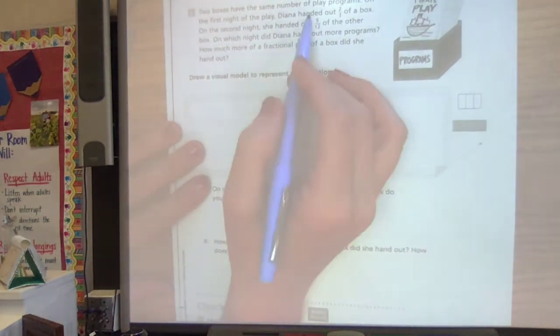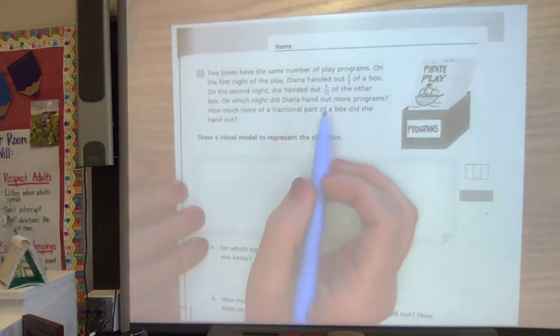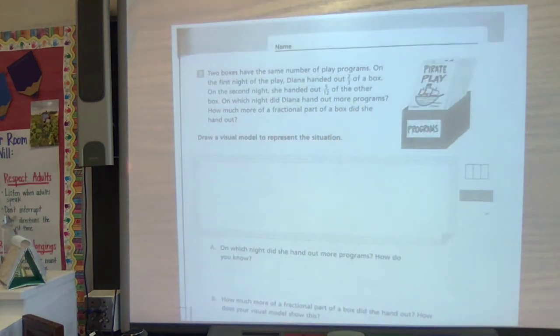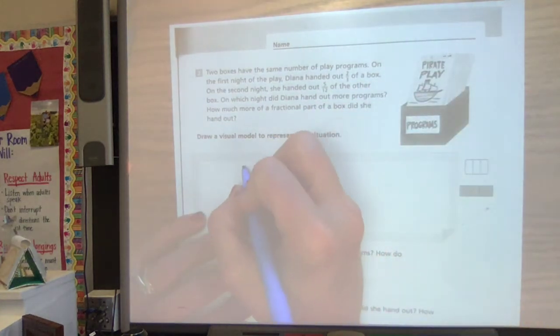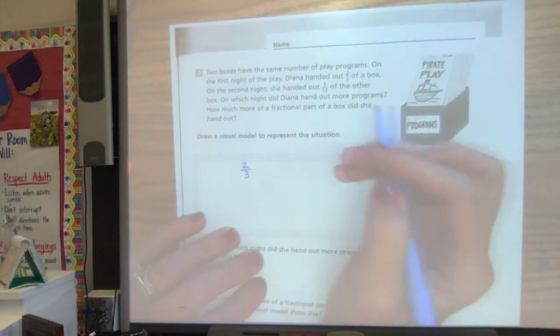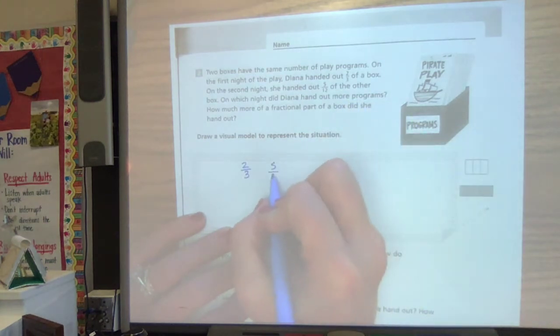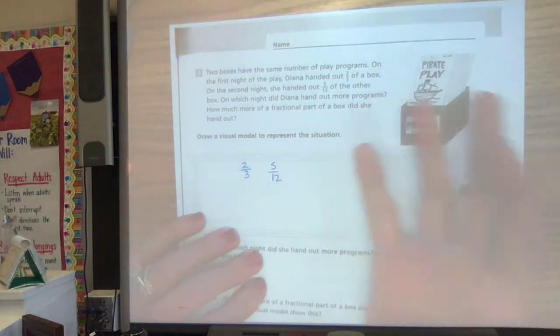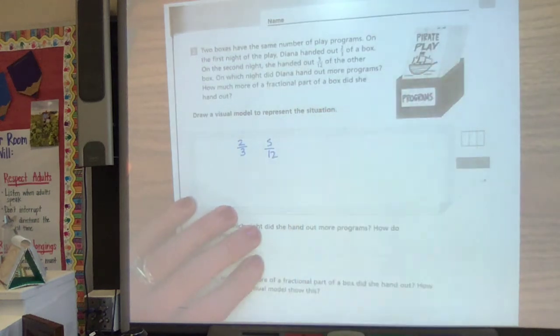2 boxes have the same number of play programs. On the first night of the play, Diane handed out 2/3 of a box. On the second night, she handed out 5/12 of the other box. On which night did she hand out more, and how much more? Okay, so on one night, she did 2/3. On the other night, she did 5/12. On which night did she do more, and by how much?